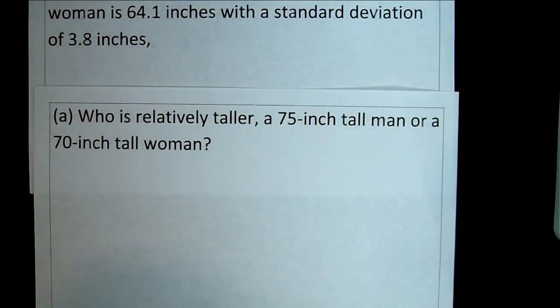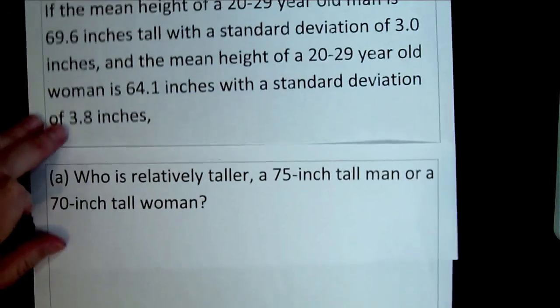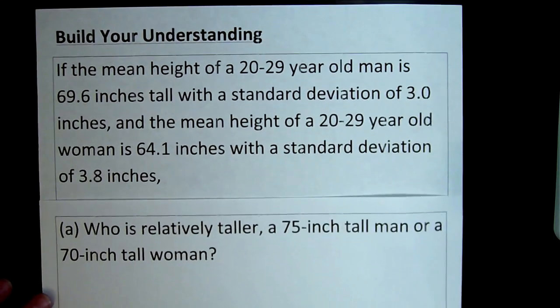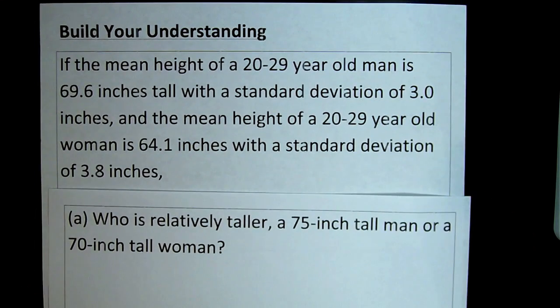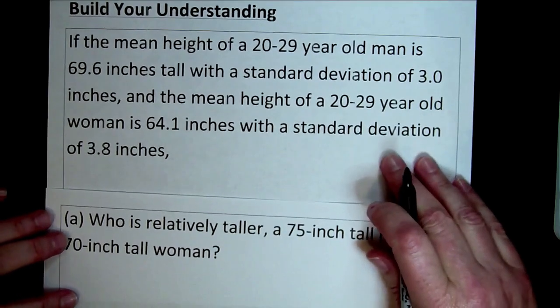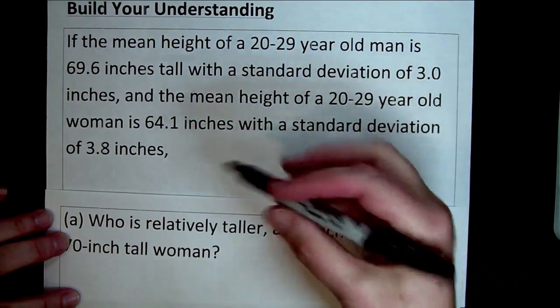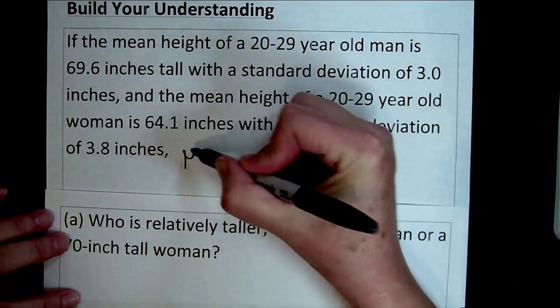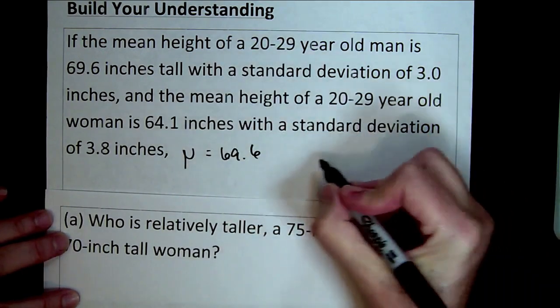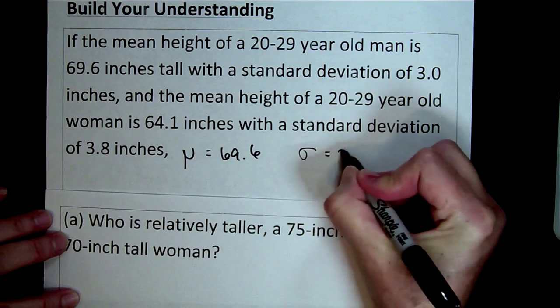Welcome back. Let's go through this Build Your Understanding problem, looking at height and how tall you have to be, depending on your gender, to be considered tall or taller. We're given that the average, or mean, height of a 20 to 29-year-old man is 69.6 inches tall. Standard deviation is 3.0.